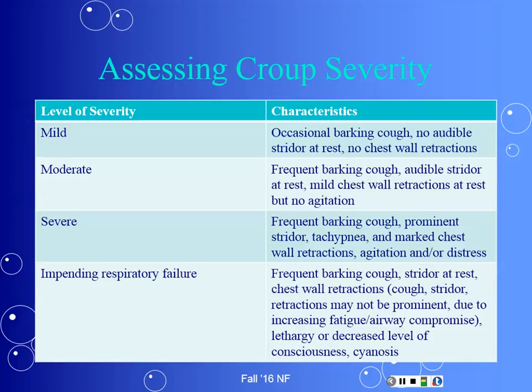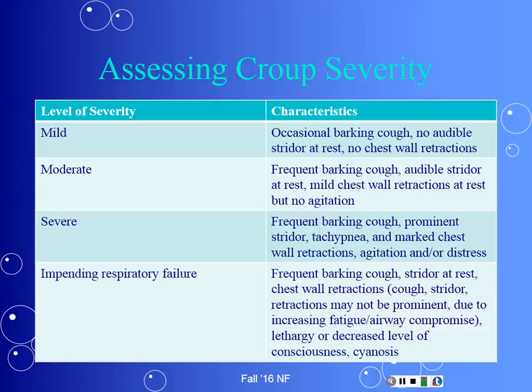Why do kids get worse at night, generally, with respiratory stuff? They've been working all day to breathe, right? They're tired. They're slowing down. They may also be laying down and trying to rest, and that's going to make it harder.